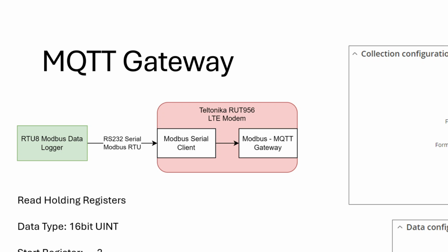The way this works is the Modbus serial client in the previous slide will be automatically picked up by this MQTT configuration. Normally, if you have multiple Modbus polling requests to the same RTU, you can filter the collection in the MQTT settings to only send specific client requests.